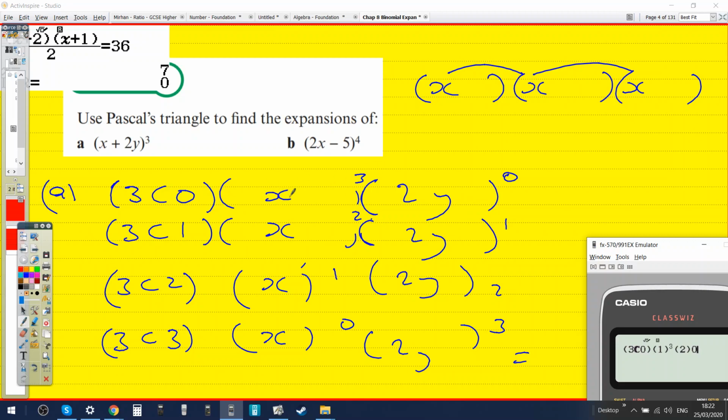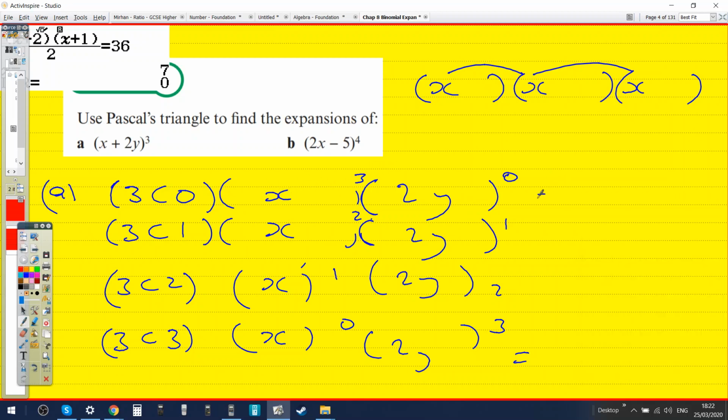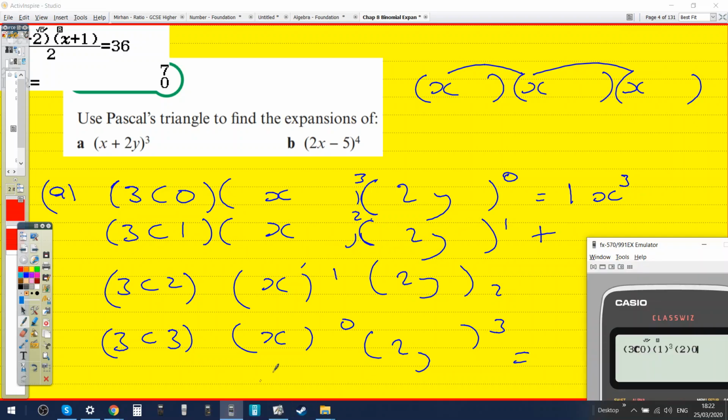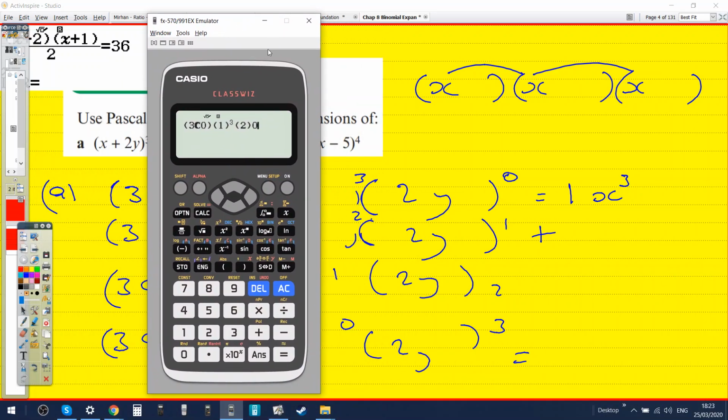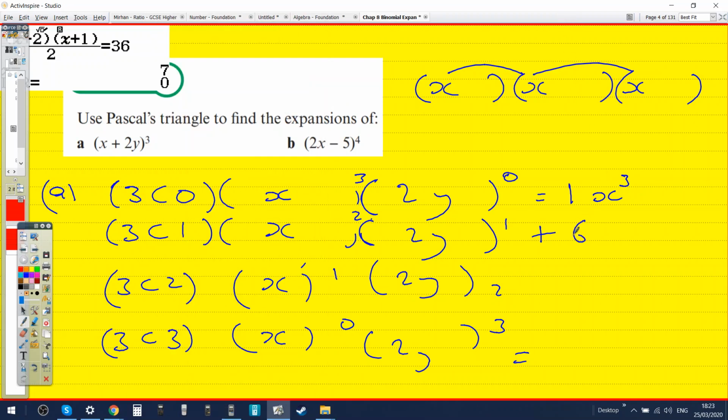So the first one is 1. You see this, we had x cubed in there? Yeah. So that's going to be 1x cubed, or just 1, plus, what is this next one? So the 3 choose 0 becomes 3 choose 1, etc. I got 6. Okay, so 6x to the what? Squared. Yep.